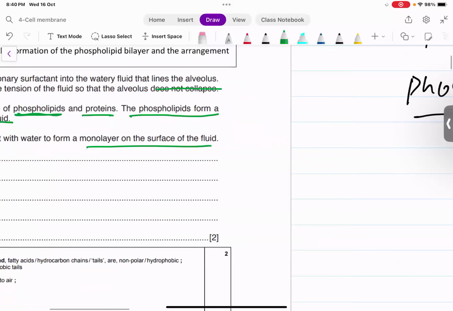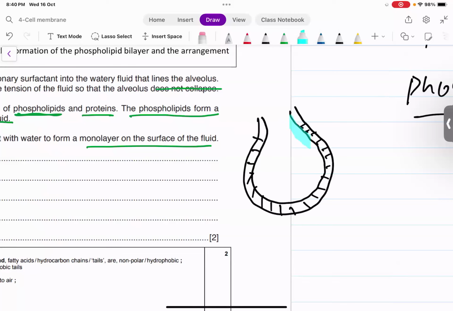For example, if this is an alveolus, and the inner lining of the alveolus is moist. So this is an alveolar epithelium, and this inner lining is moist. So this has a moisture here. Okay, so this is moisture, watery layer, and there are these surfactant arranged on inner surface that make a monolayer.